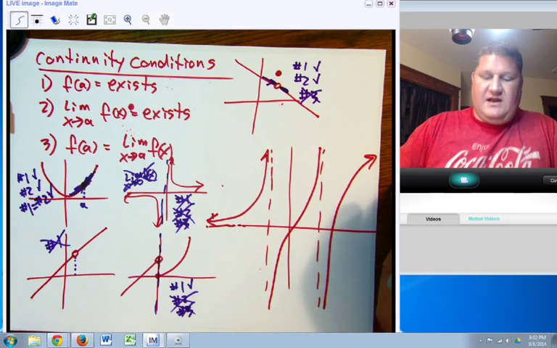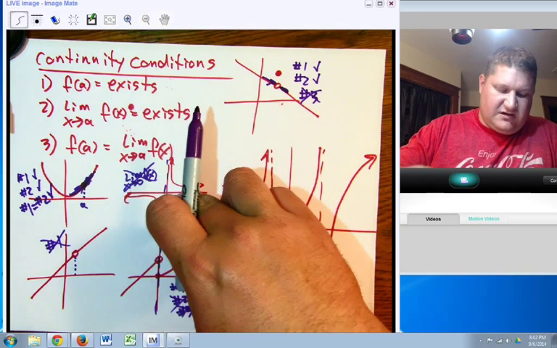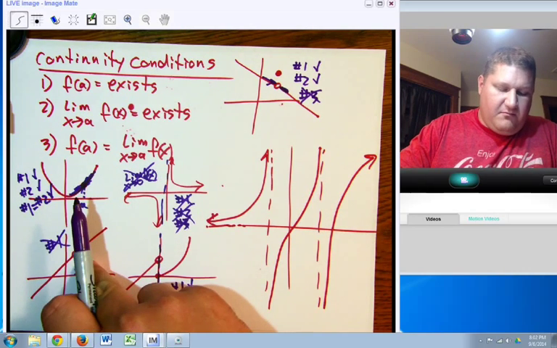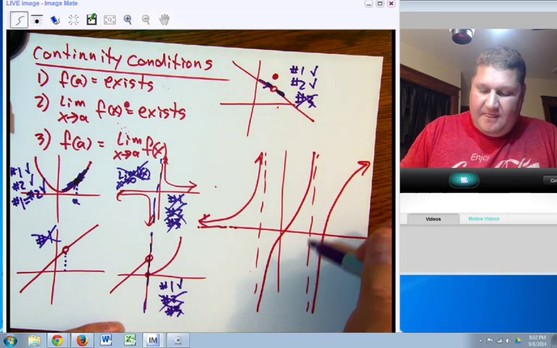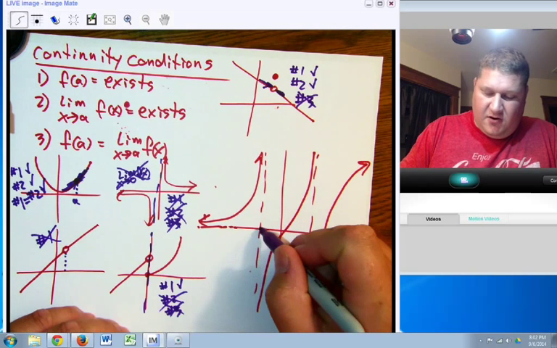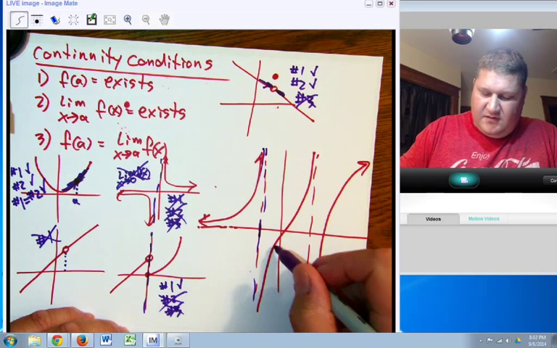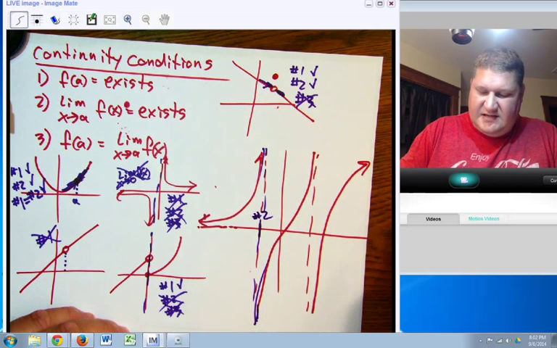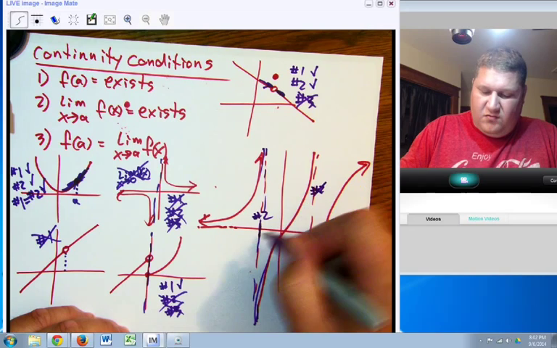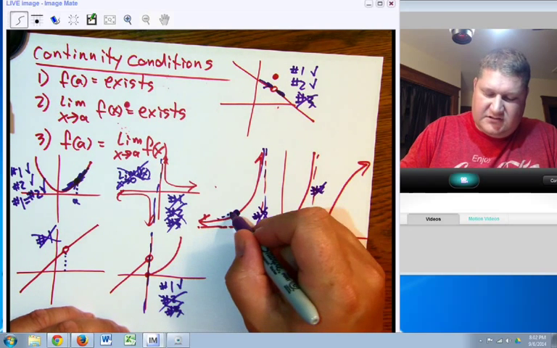Again, if we were to name these, we have a jump discontinuity, asymptotic discontinuity, removable or point discontinuity, and that is continuous. Now, let's look over here at this guy. We don't have to look much, because we can already determine that this is going to fail the continuity test by rule number 2. The limit doesn't exist. Same thing's going to happen here. This is a rule 2 failure.